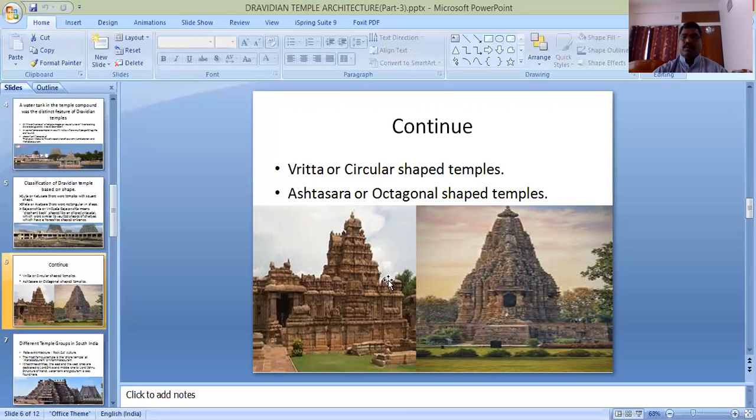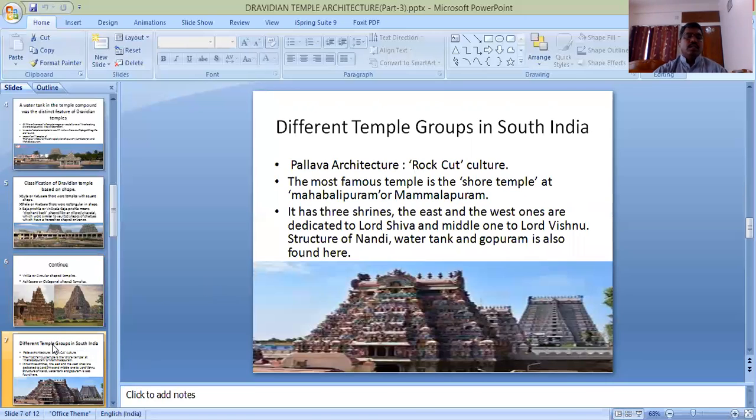Vritta or circular shape is another temple style, and the Astasaro or octagonal shape temples is another feature of the Dravidian temple architecture. Different temple groups in South India are also mentioned here, which are identified by special features related with specific dynasties.